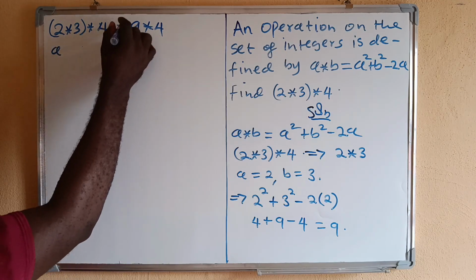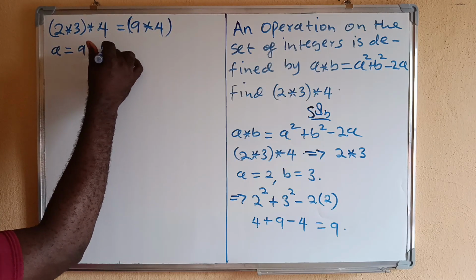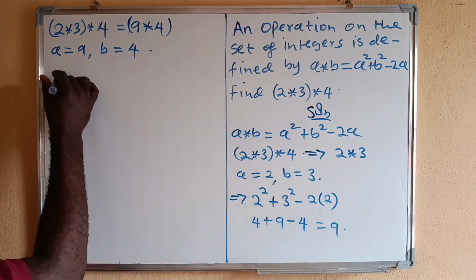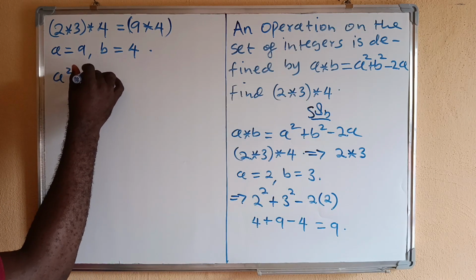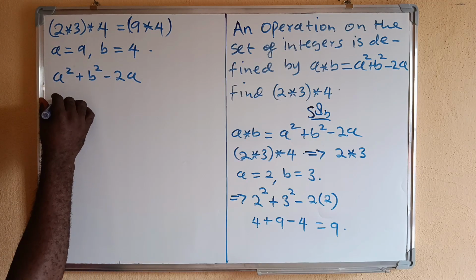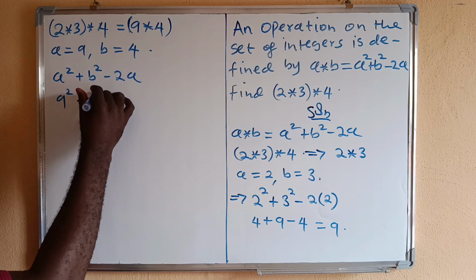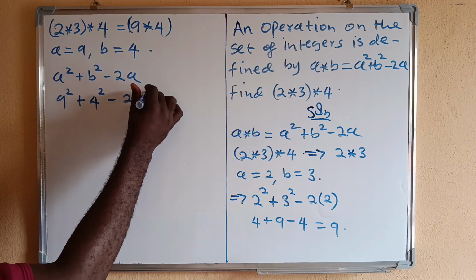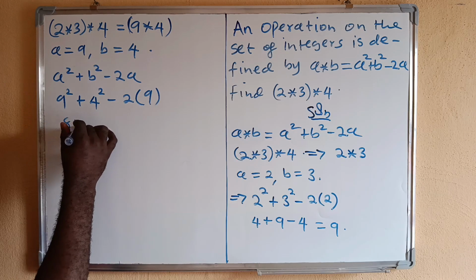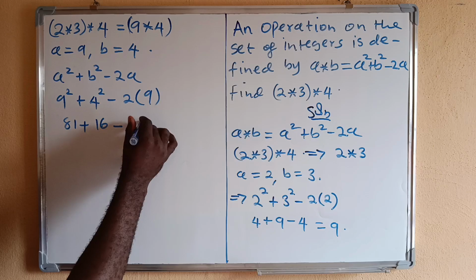So what we have now is that A now is 9 and B now is 4. We can use that to work on A squared plus B squared minus 2A. So our A now is 9, so we have 9 squared plus our B now is 4, which is 4 squared, minus 2 times 9. Now 9 squared is 81, 4 squared is 16, 2 times 9 is 18.